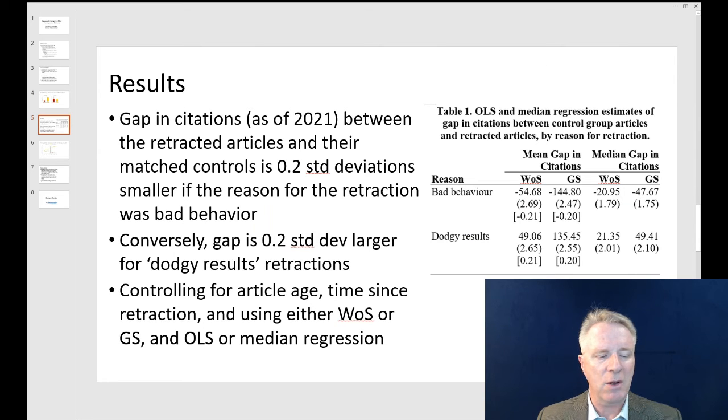These patterns hold if we use regression analysis, and in the regression table here, we are controlling for the age of the articles, the amount of time since the retraction, and we use either Web of Science or Google Scholar, and either regressions through the mean, ordinary least squares, or regressions through the median. What we see is that the gap in citations, the amount by which the control group articles have more citations than the retracted articles, is 0.2 standard deviations smaller if the reason for the retraction was author bad behavior, and it's 0.2 standard deviations larger if the reason for the retraction was falsification or fabrication of data, or errors in data analysis, what we call overall dodgy results.